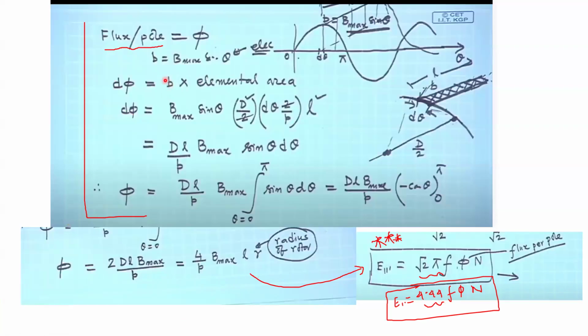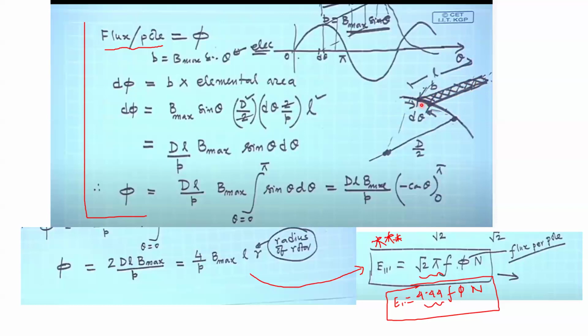So here we have to find the flux per pole. So what is the flux per pole? First of all, we know that flux density is flux upon area, but we are trying to find flux per pole. So we will multiply the flux density with the area. But what is the area? In the rotor, this is the area through which the flux is passing, right? So we have to find this area.